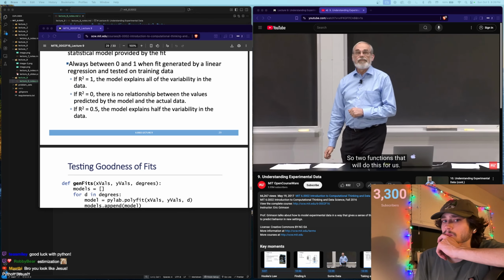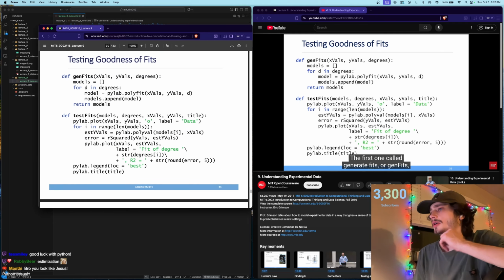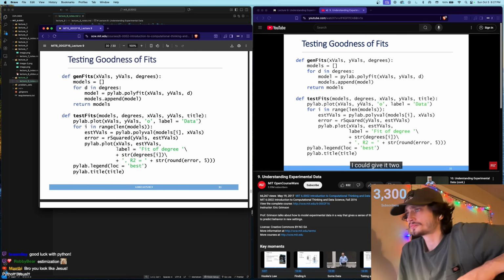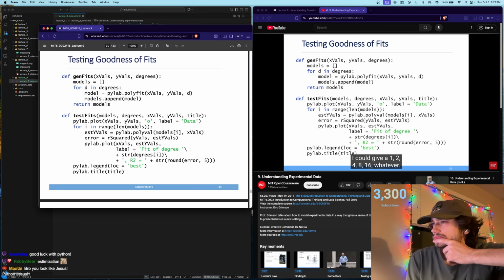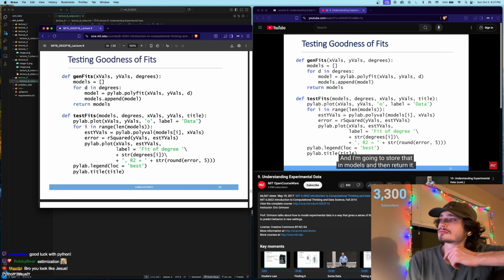Okay, so 2 functions that will do this for us. We're going to come back to these in the next lecture. The first one, called generate fits or gen fits, will take a set of x values, a set of y values, and a list or a tuple of degrees. And these will be the different degrees of models I'd like to fit. I could just give it 1, I could give it 2, I could give it 1, 2, 4, 8, 16, whatever. And I'll just run through a little loop here where I'm going to build up a set of models for each degree, or d in degrees. I'll do the fit exactly as I had before. It's going to return a model, which is a tuple of coefficients. And I'm going to store that in models and then return it.